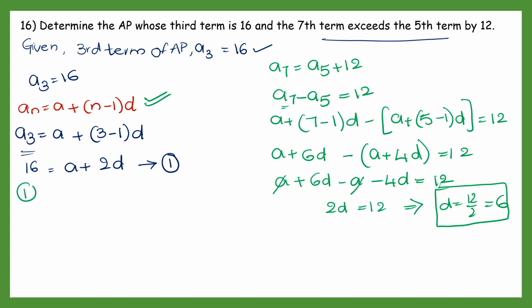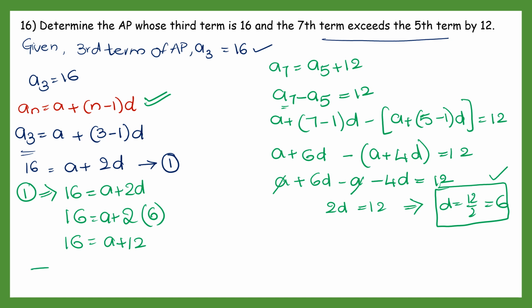So we have the first equation here. If we substitute the value of d in the first equation, you get 16 is equal to a plus 2d, that is 16 is equal to a plus 2 into 6. You got the common difference value as 6. 16 is equal to a plus 12. That means 16 minus 12 is equal to a. That means a is equal to 4. Now we got the first term of the arithmetic progression, a is equal to 4.